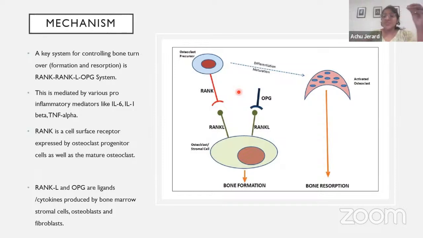In the presence of these mediators, the osteoclast precursor cells get activated. And it is completely based on the RANKL-OPG mechanism. This is the key system which controls the entire bone remodeling, formation, and resorption process. So you have the osteoblast, you have the osteoclast. RANKL and RANK are receptor molecules which are present on each of them. How do you remember it?